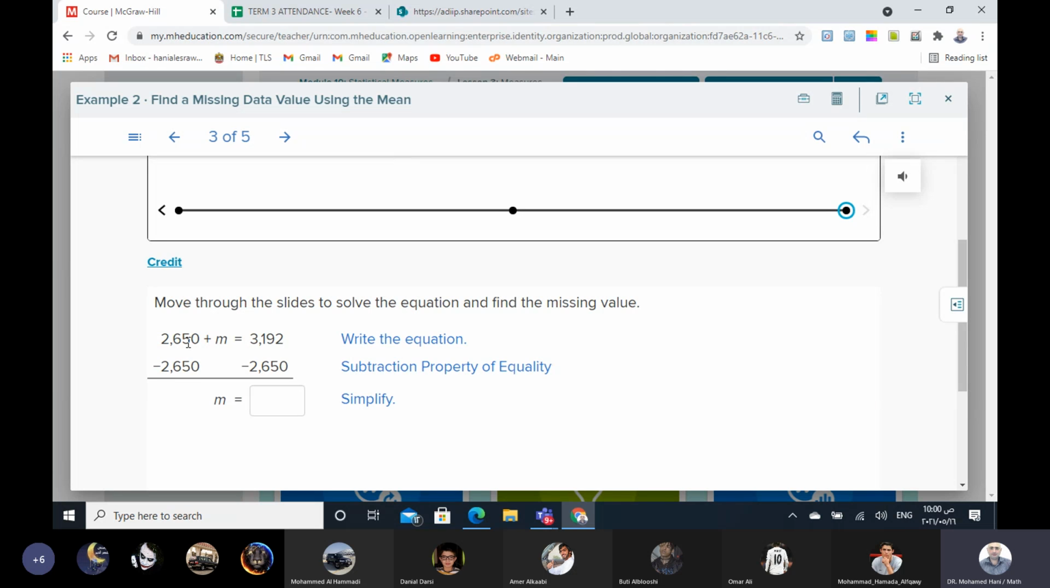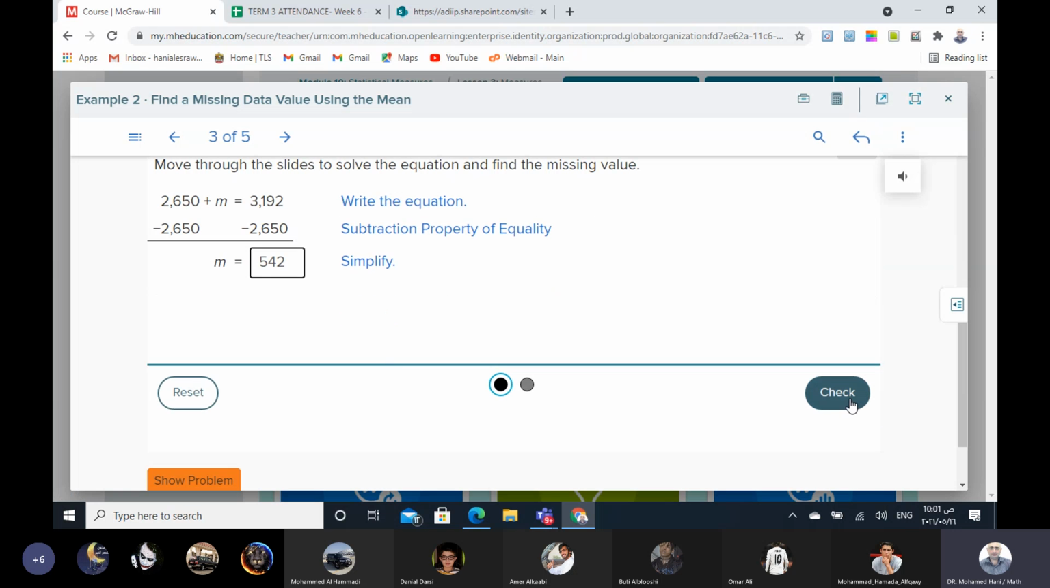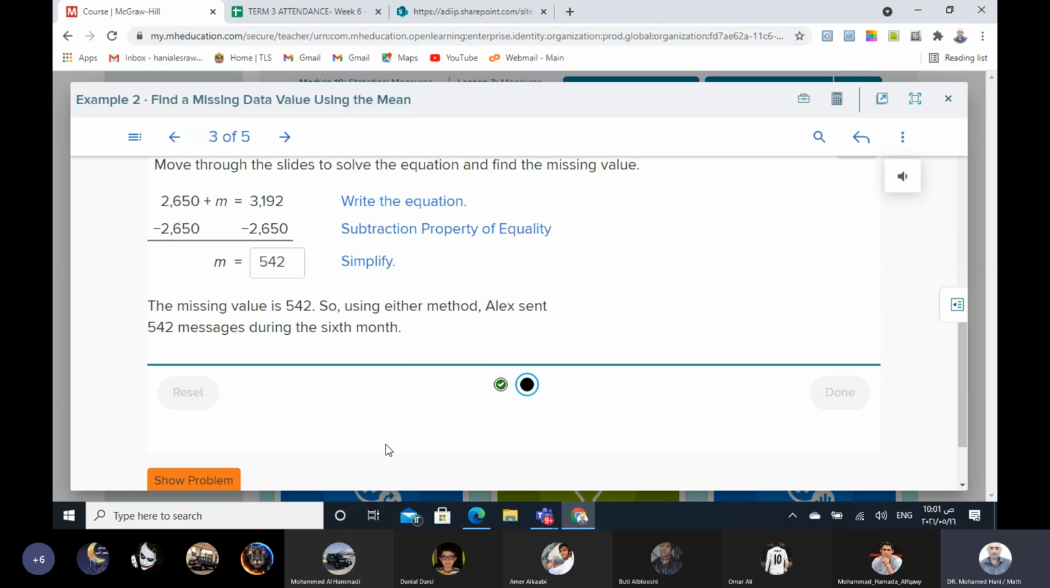Then we can solve this equation. Subtract this number from the two sides. So 3,192 minus 2,650. The answer will be 542. So this is the missing value. The missing value is 542.